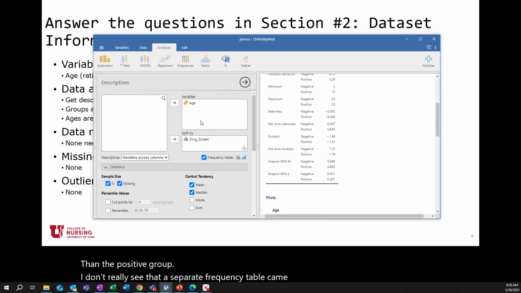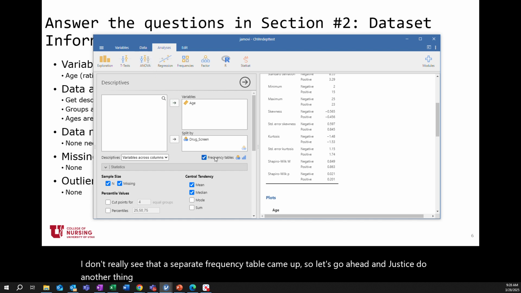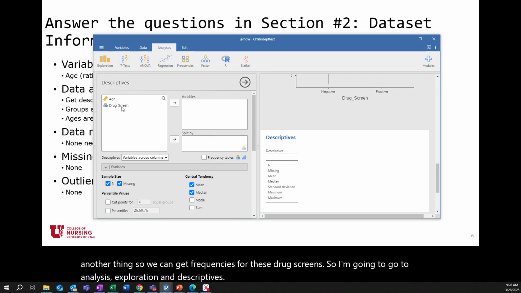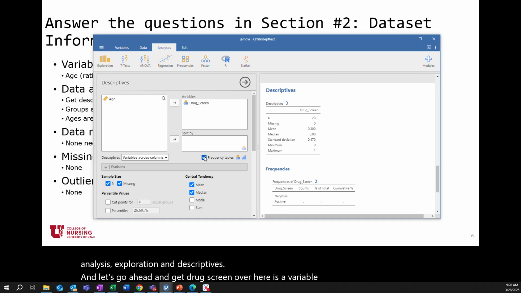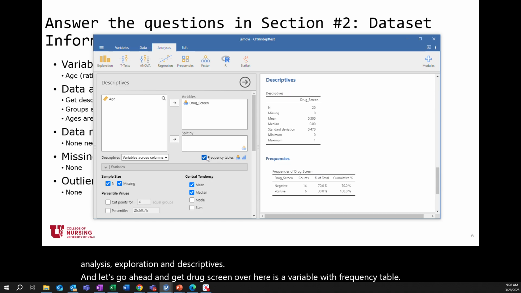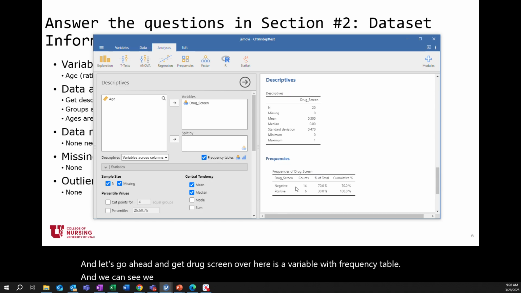So let's go ahead and just do another thing so we can get frequencies for these drug screens. So I'm going to go to Analysis, Exploration, and Descriptives. And let's go ahead and get drug screen. Over here is a variable with a frequency table. And we can see we have 14 and 6 right there.